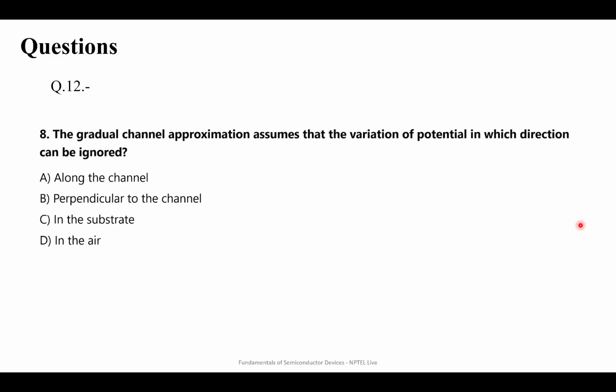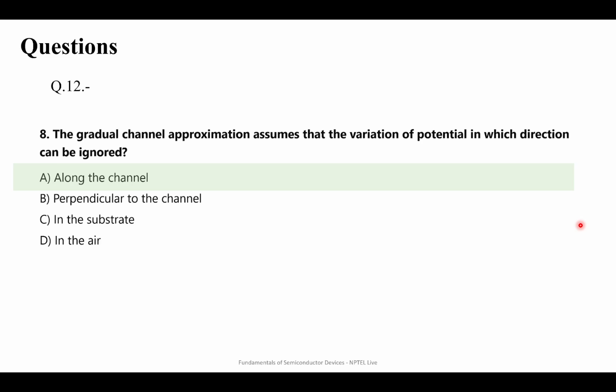So the gradual channel approximation assumes that the variation of potential in which direction can be ignored: along the channel, perpendicular to the channel, in the substrate, in the air? Sir, perpendicular to the channel. I don't know, sir, this answer. So the answer to this is along the channel.